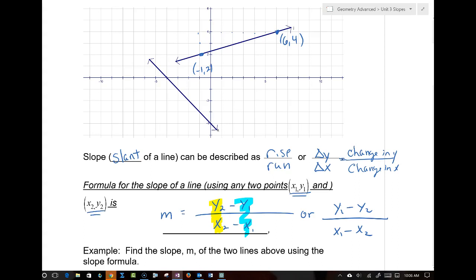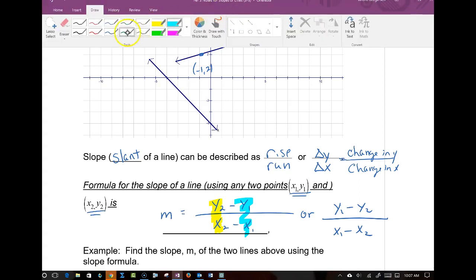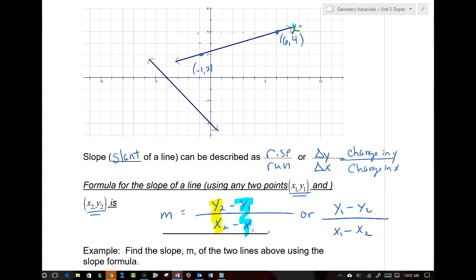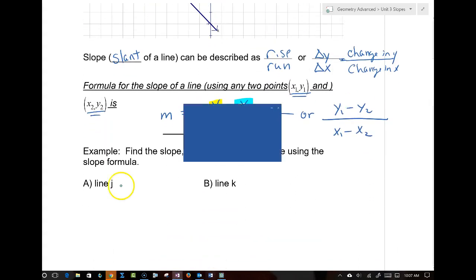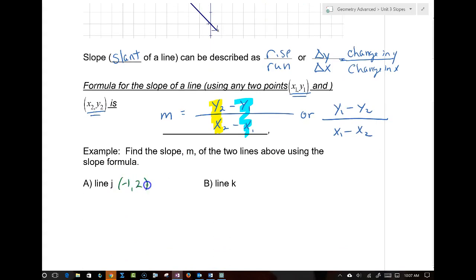So let's use the points that we have here. I'm going to use (-1, 2) and (6, 4) for line J. That's hard to read there, but I think you guys probably can read it easier on your paper than here. I'm going to let this point be x2, y2, and I'm going to let this point be my x1, y1. Are you guys good with that? So here's our points. We have (-1, 2), and then (6, 4) was the other one. All right, and this would be my x2, y2, just so we can see it. This would be my x1, y1.